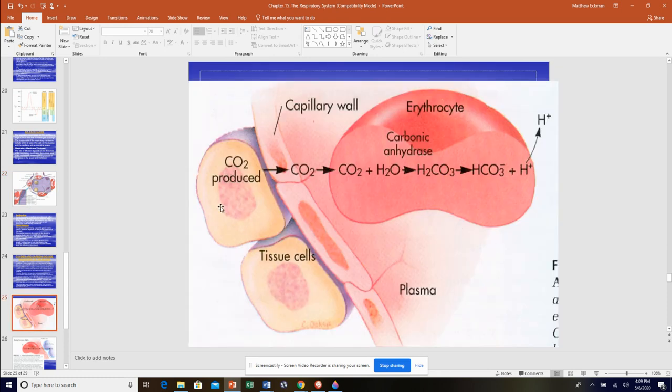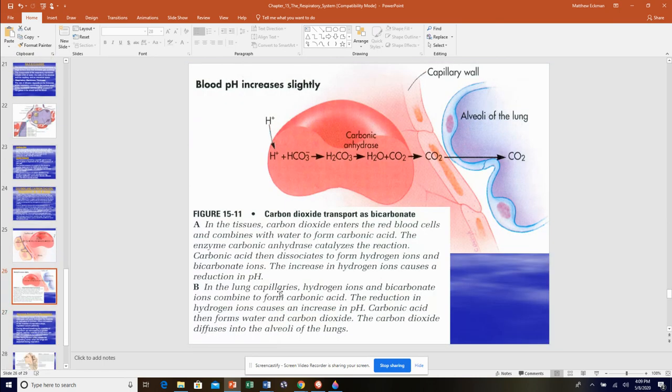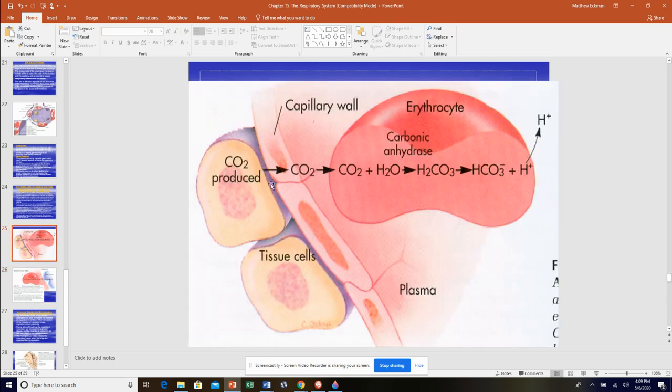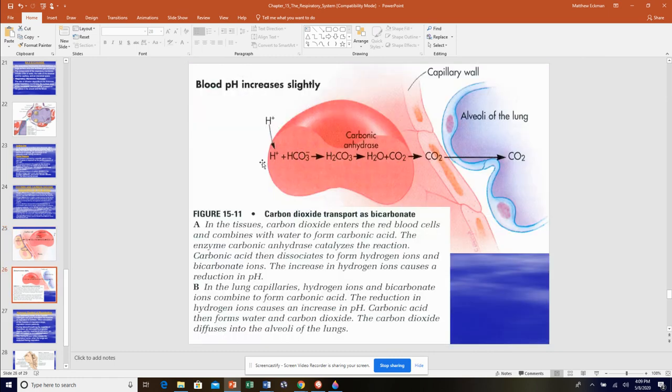I'm not going to ask you to memorize this chemical equation, but I want you to know the concept that oxygen is carried by hemoglobin and it just moves from high to low concentration. But CO2 takes a little more complex path. It goes from a gas into a solid bicarbonate and then back to a gas. So here it starts as a gas, goes into a solid bicarbonate, and then at the lungs goes from that solid bicarbonate back to a gas.